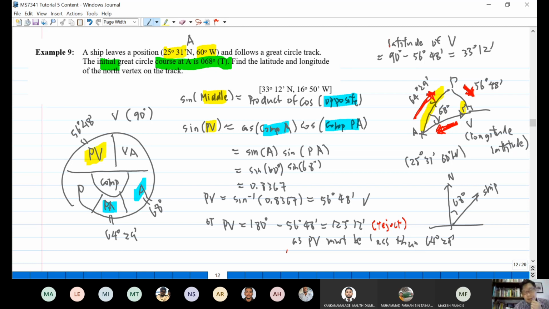You can verify this by looking at the course of the ship, right? You see that from A, the ship is actually moving north, towards north and east. So actually it goes high up, and from the picture, it goes high up. So from 25 degrees 31 minutes, you go to 33 degrees 12 minutes, going upwards.